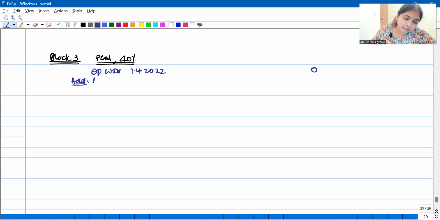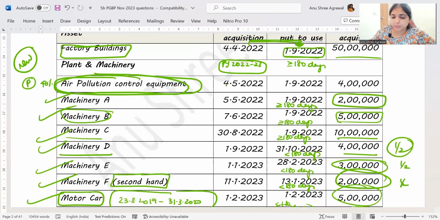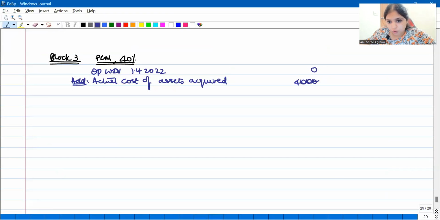Straight away we will add the actual cost of assets acquired. Yes, we did acquire an air pollution control equipment on 4th May 2022. Same year we put it to use. We put it to use for at least 180 days. Therefore, we will get a full year's depreciation on this 4 lakhs. So 4 lakhs, we always think about two things. Yes, we put it to use for at least 180 days. Will I get additional depreciation, by the way?